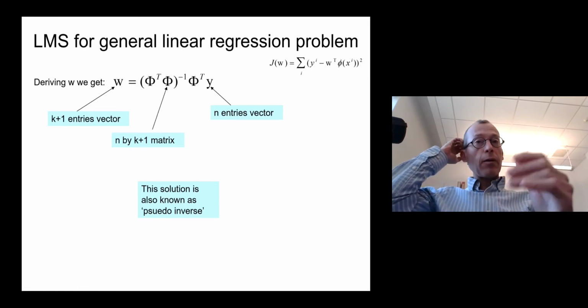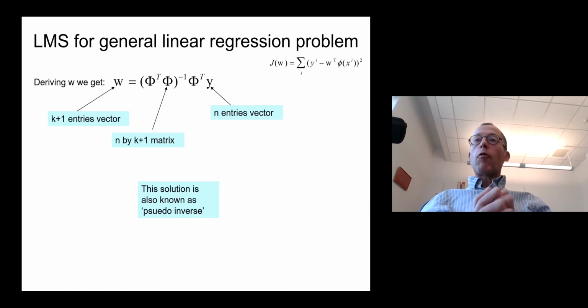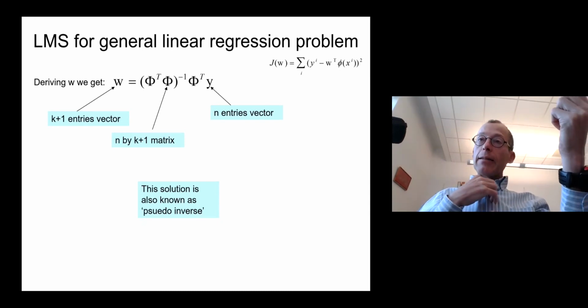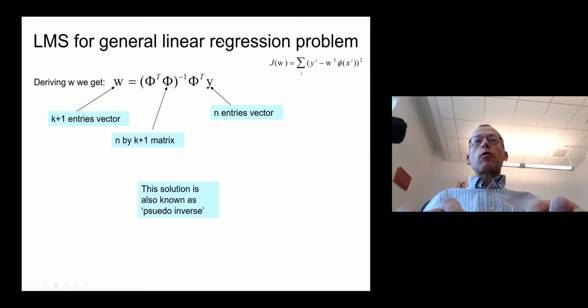W is basically the parameters, and we have one parameter for each of the features plus the w0, so k plus 1 features. So at least in terms of dimensions, this makes sense. This is k plus 1, k plus 1. This is n by k, this is k plus 1 by n, so this total thing is k plus 1 by n. And when you multiply it, we get k plus 1 values, which is the W.